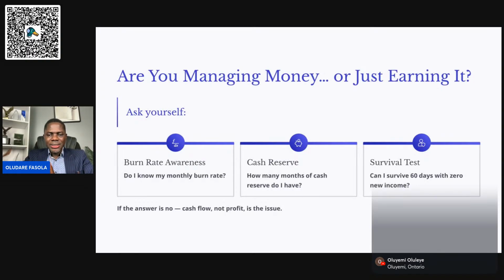How many months of cash reserve do I have? A business can take an unexpected dive at any time. Do you have an emergency fund? Being profitable on paper does not reflect in cash flow if you don't have money to back it up. So what if there is a cash squeeze, like the company just experienced a little shake and you're unable to provide a cushion? You need to ask yourself all these questions. Do I have enough cash reserve? Can I survive 60 days with zero new income?